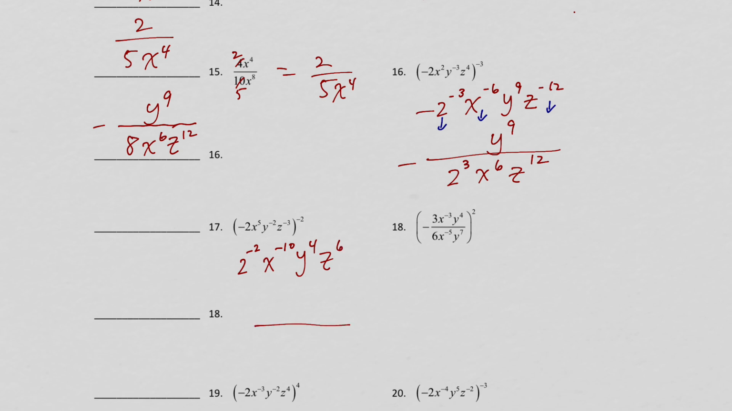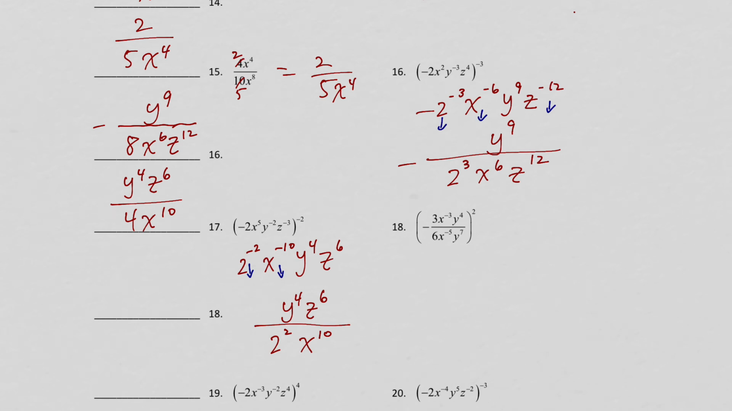So now I'll make a fraction, and anything with a negative exponent goes to the bottom. So I have y to the 4, z to the 6 on top, 2 to the 2, x to the 10 on the bottom. And finally we'll evaluate that, and that becomes a 4. And that's it.